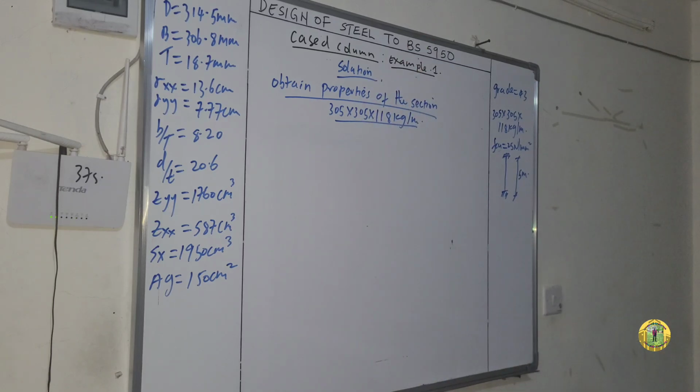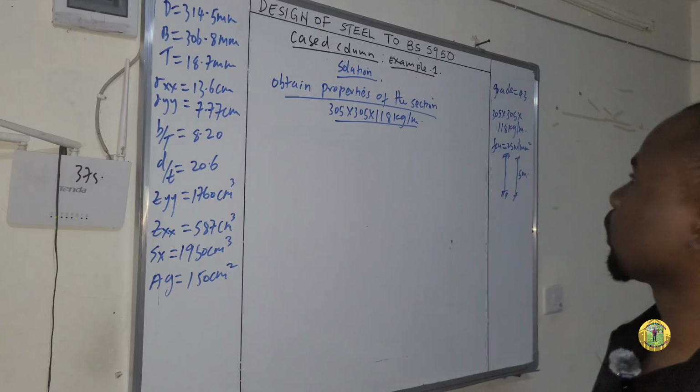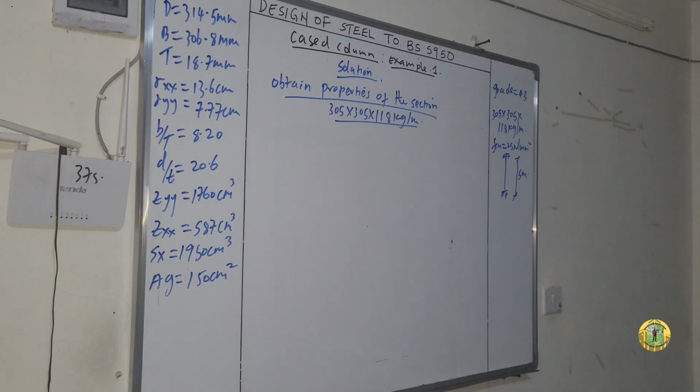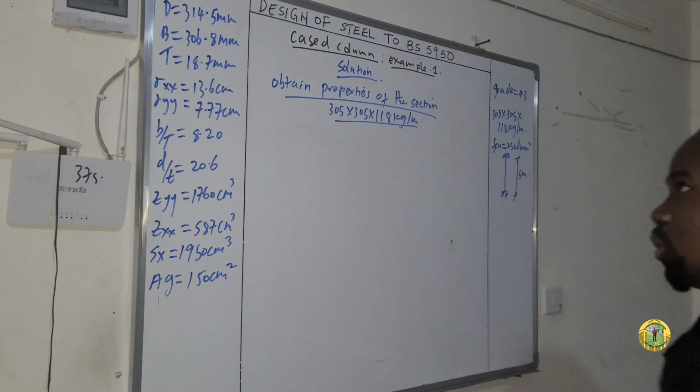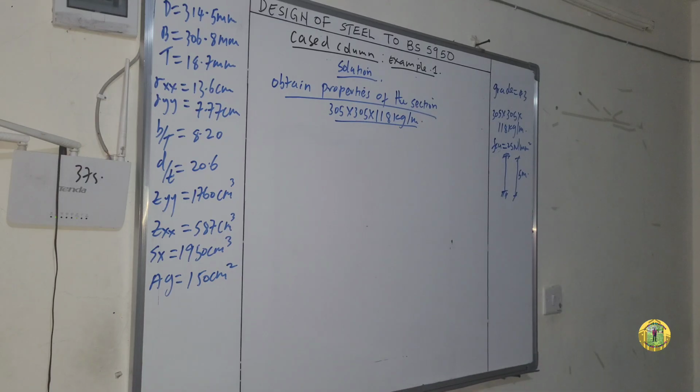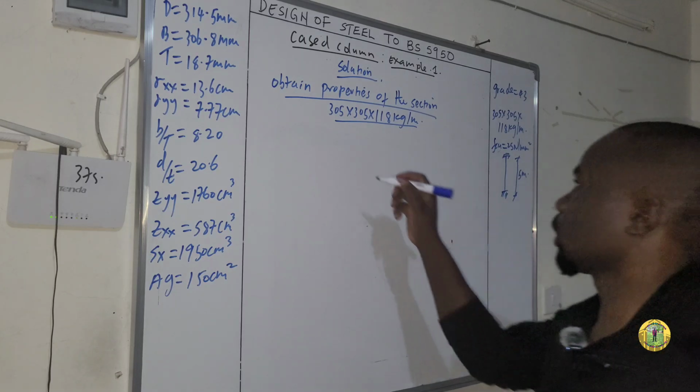So everything is okay. If you don't know how to obtain this from the universal column table, you can visit one of my videos for column design or beam design, and you will be able to see how you can read the table and obtain these values. It is very simple. So let's now proceed to strength classification.